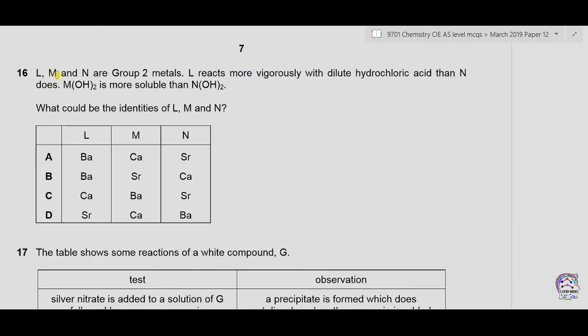Question number 16. L, M and N are group 2 metals. L reacts more vigorously with dilute hydrochloric acid than N. M hydroxide is more soluble than N hydroxide. What could be the identities of L, M and N? In this question they have given just 3 elements: calcium, strontium and barium. So according to group 2 sequence we can write them as calcium, then strontium, then barium. The reactivity of group 2 increases down the group.